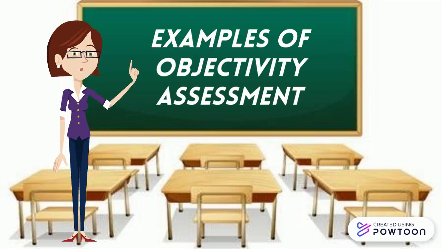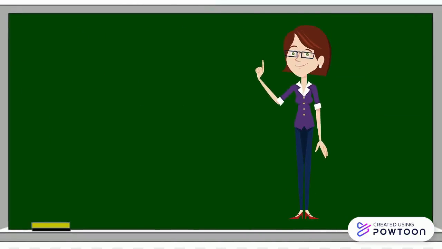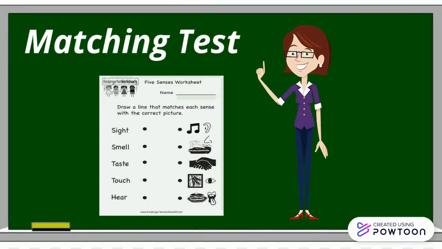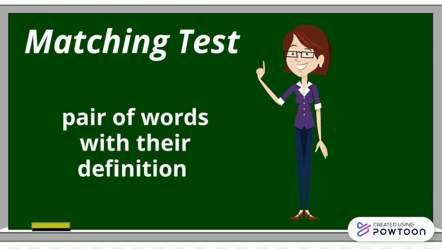Here are the examples of objective assessment. The first example of objective assessment is the matching test. Matching tests measure the student's ability to connect words, complete sentences, or pair words with their definitions.